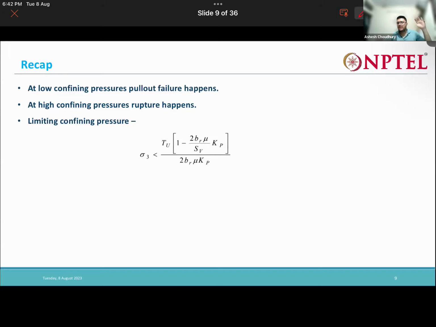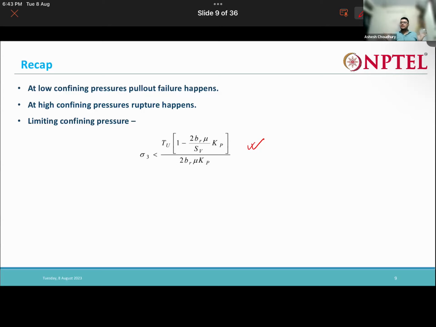Now, what is that value of the confining pressure or minor principal stress below which we have pull-out failure and above which we have rupture failure? That is the limiting confining pressure, and that is given by this equation. If sigma 3 is less than this value, then what will happen? Pull-out failure. And if it is more, then rupture failure.